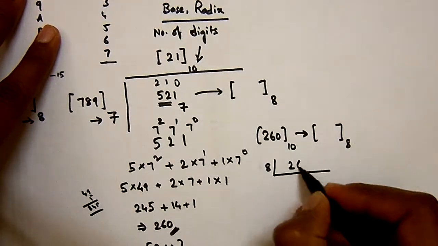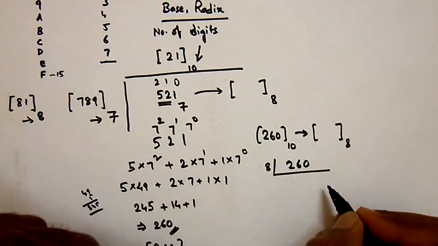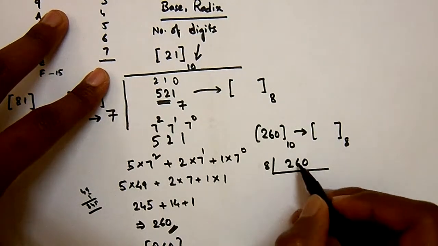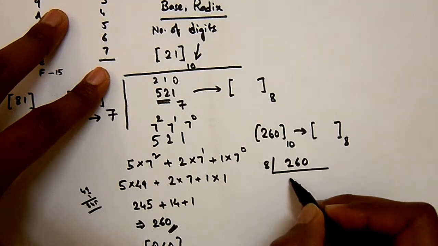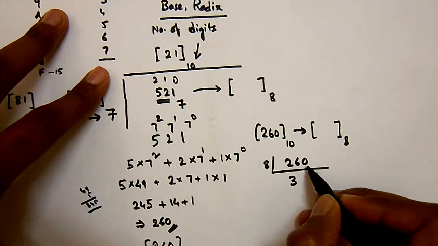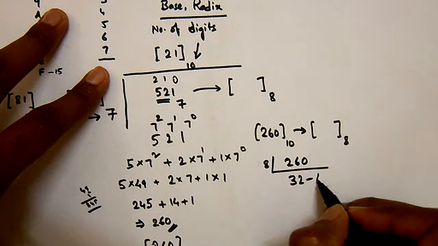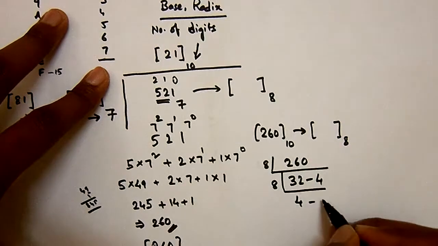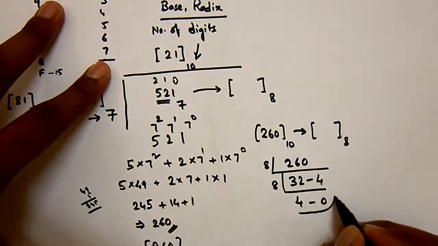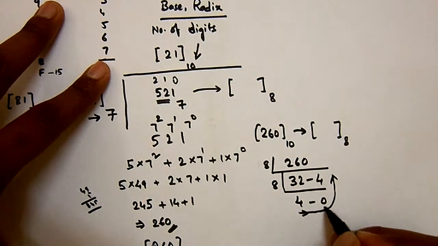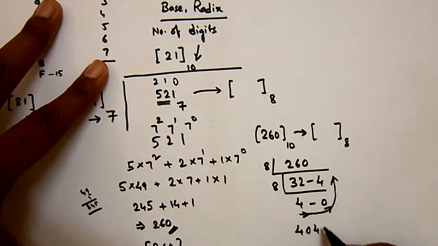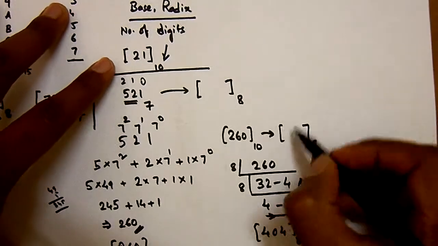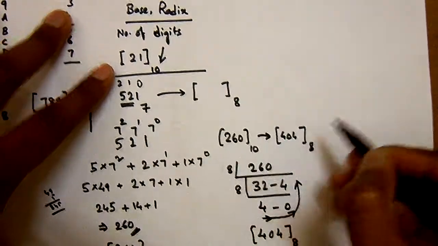Very simple. For 260, we have to divide it and write the remainders out. 8 3s are 24, we get 20 as a remainder. 8 2s are 16, then we get remainder 4. And next, 8 4s are 32, remainder is 0. So we write the equivalent number in this order: first this one, next this one, and so it is 404 to the base 8. And that is the value, 404 to the base 8.